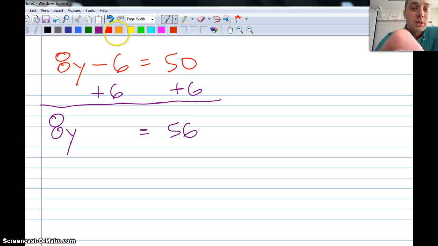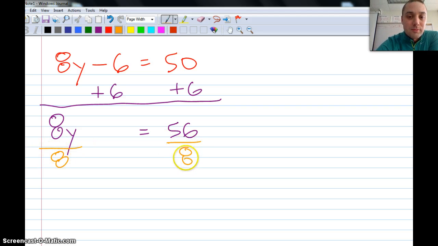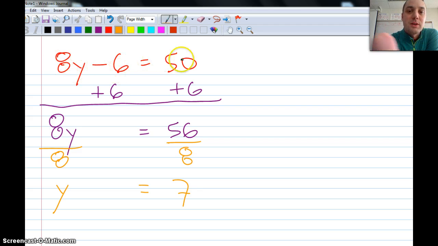So then we're going 8 times what is 56? We want to get rid of that 8. The opposite of multiplying by 8 is dividing by 8. So divide both sides by 8. 8y divided by 8 is 1y. Drop it straight down. Equals comes straight down. 56 divided by 8, 7. And check it. Is 8 times 7 minus 6 equal to 50? Yes. So you can always go back and check to make sure you get them right.